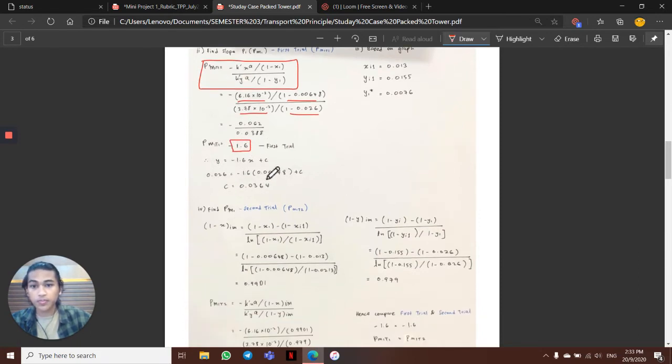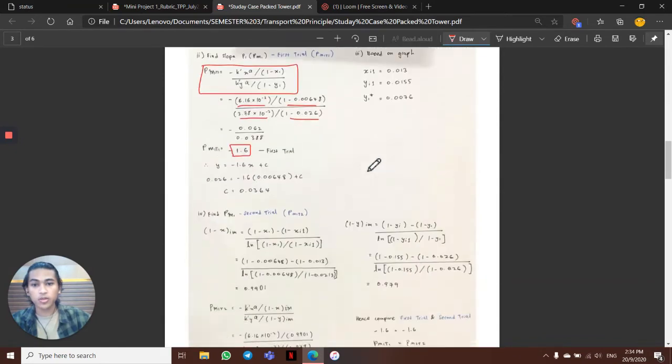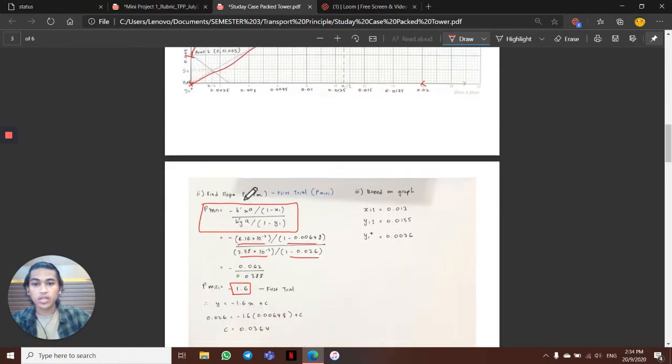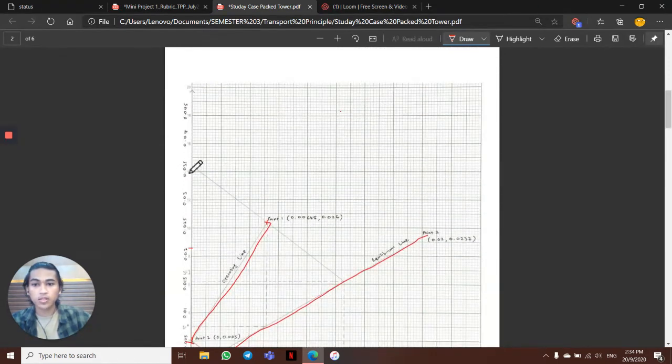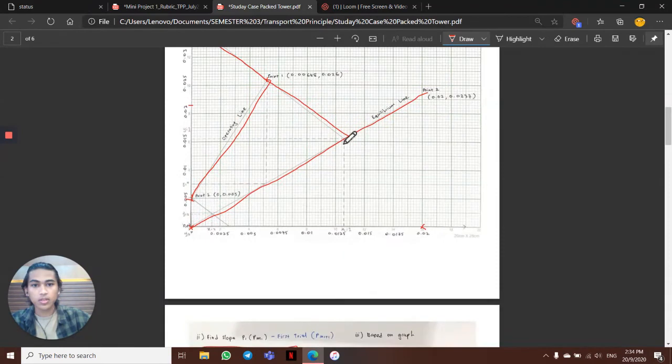Alright, and then from this gradient we can insert into the formula y equals mx plus c, and you just insert one of the points from the equilibrium line and you will get the intersection. C is 0.0364, which is where the slope intersects the y-axis. So from here you can draw the line by touching the end of the operating line, and you will get this point on the equilibrium line.